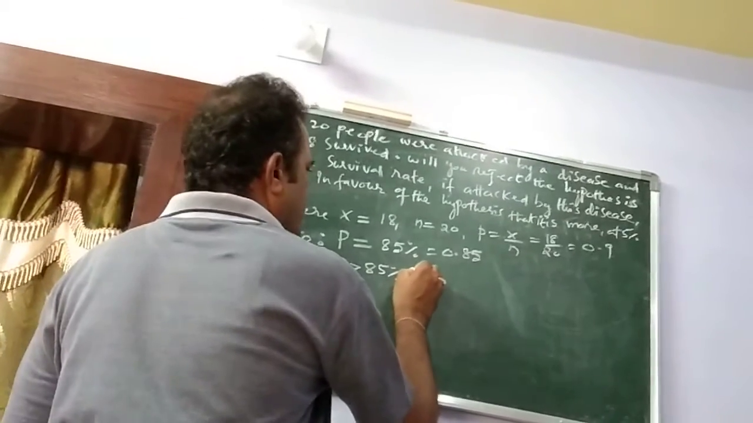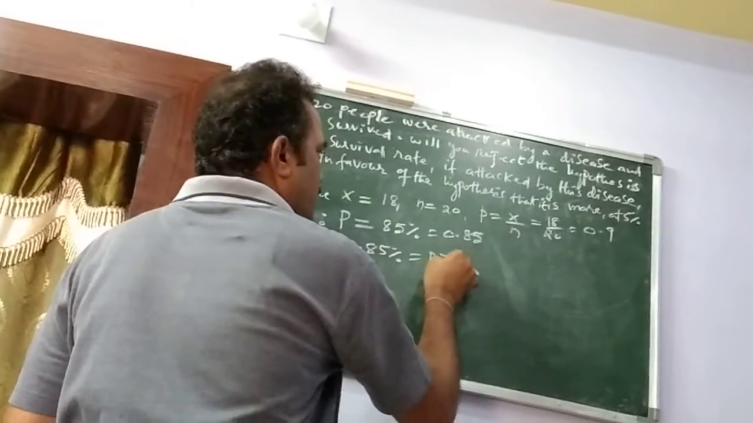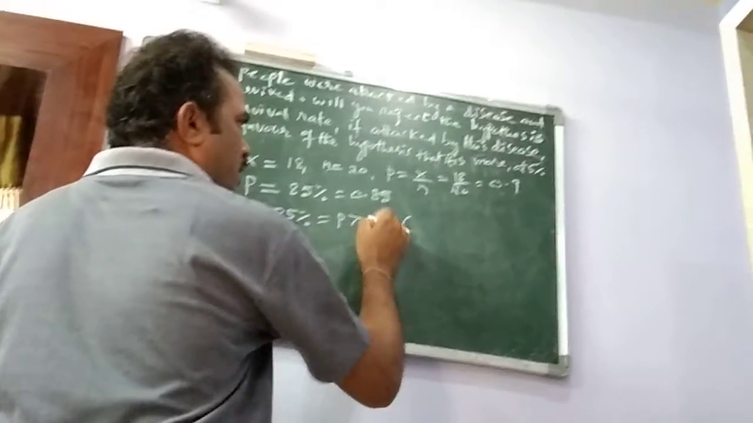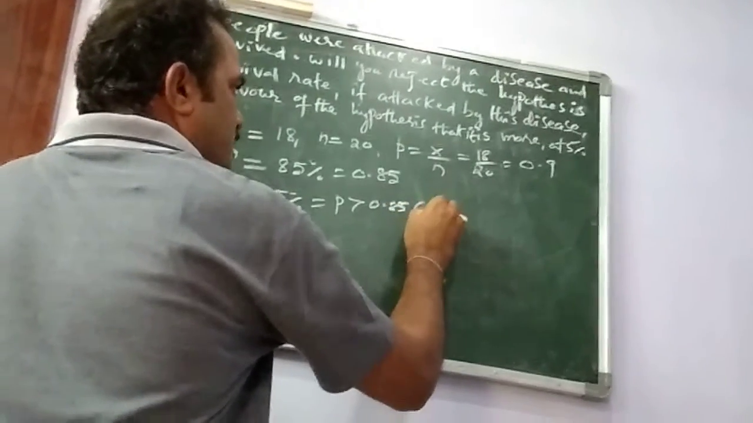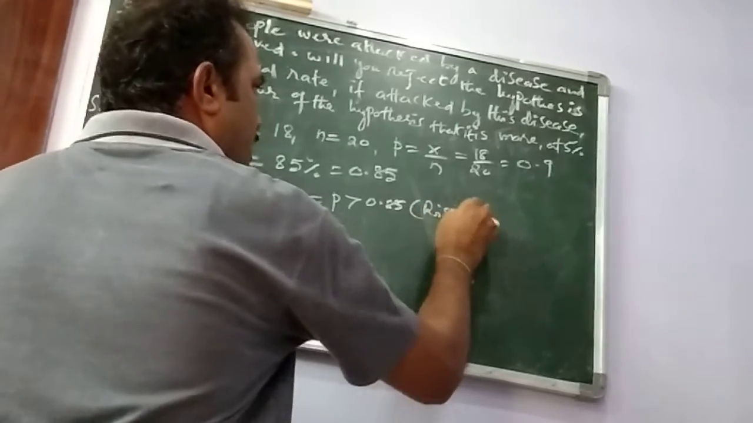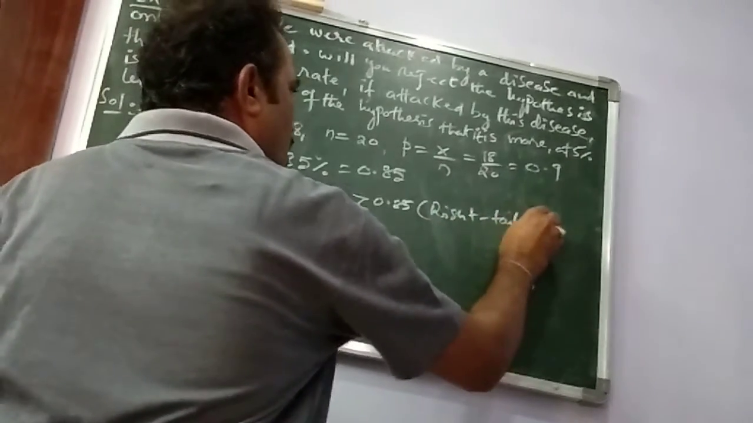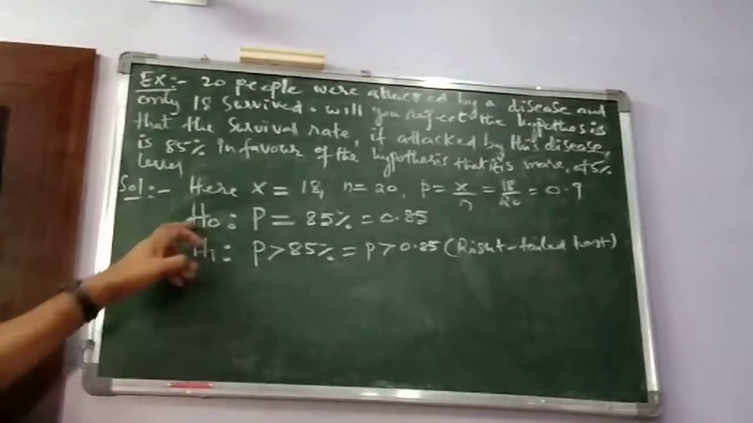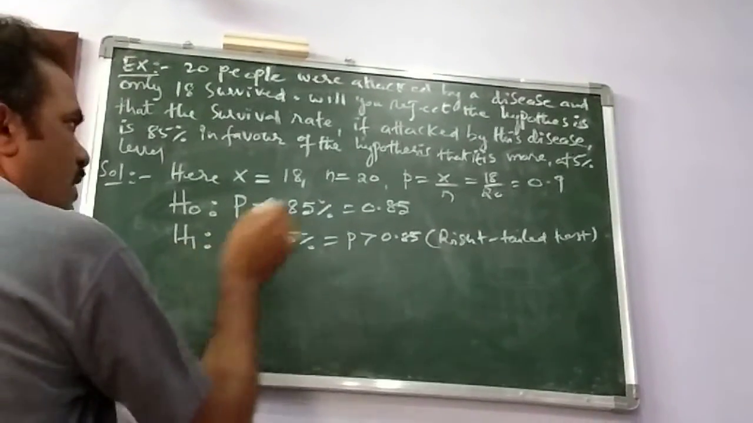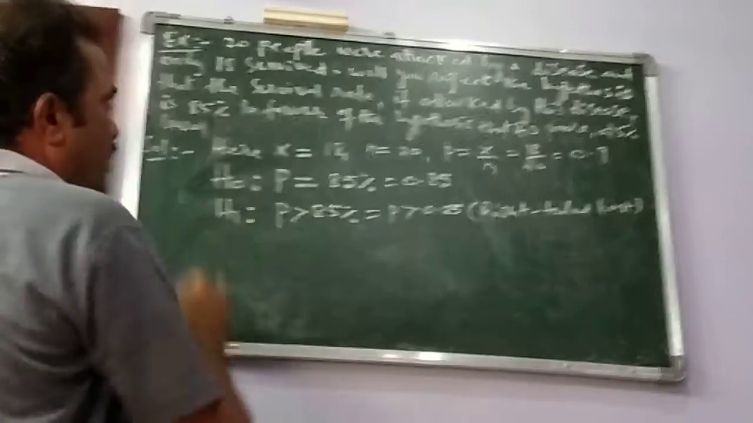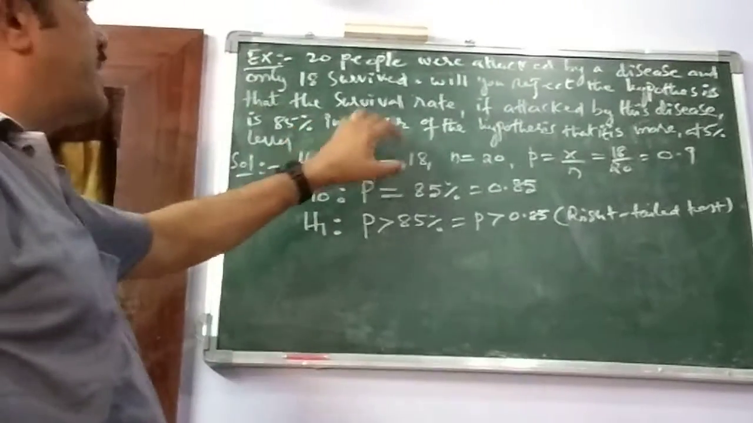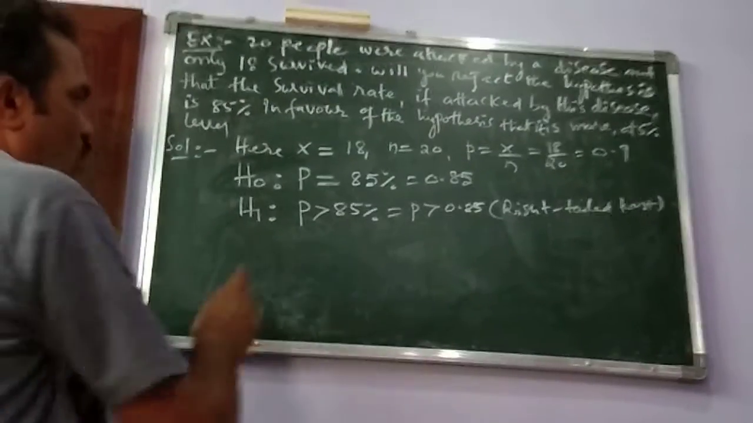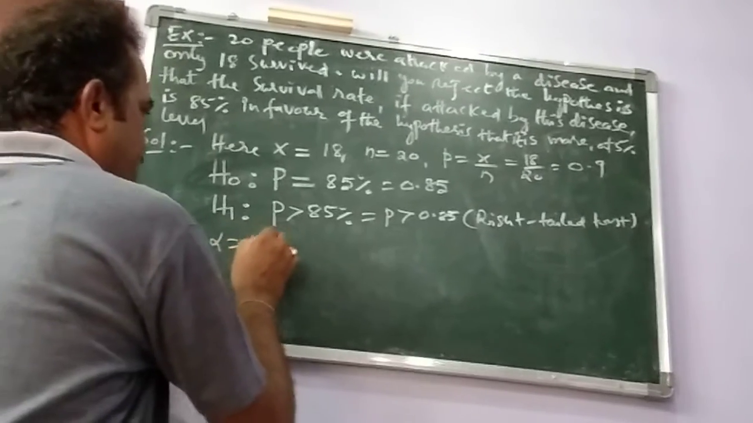That equals, in simplification, P greater than 0.85. Greater than means this is a right tailed test, so write in brackets right tailed test. Okay, so we write the null hypothesis and alternate hypothesis. And the level of significance was mentioned in the problem. We can test this problem at 5% level of significance for the given statement. So alpha equals 5%.